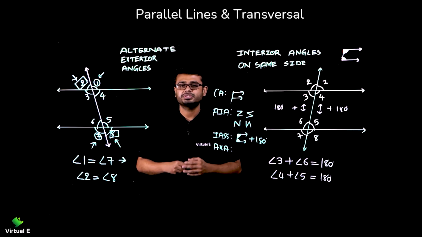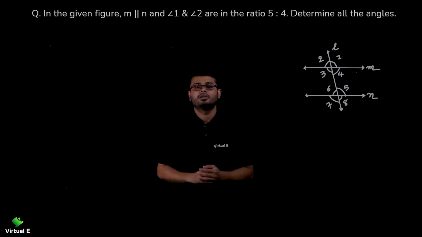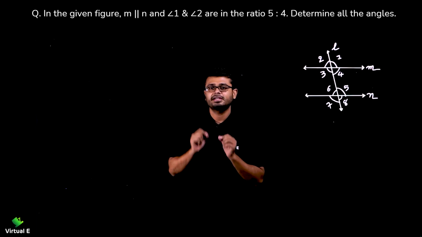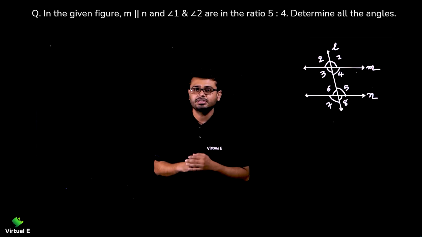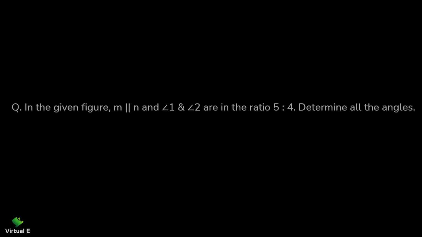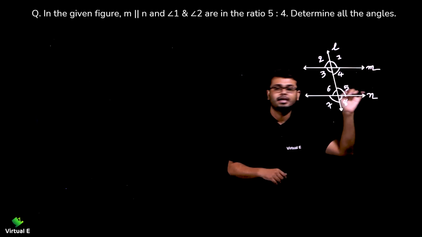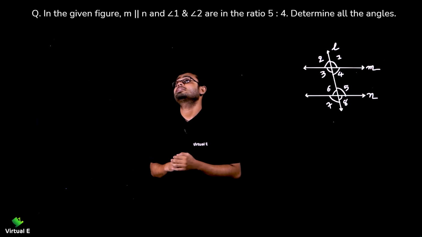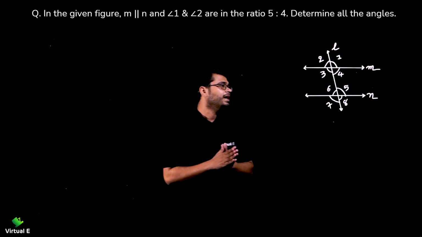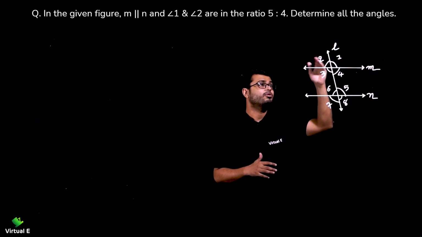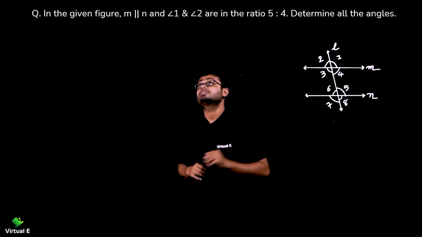Now let's solve a few questions related to that. So far we discussed the transversal and parallel lines. Now let's start the sums related to that. We have the figure in the question. Let's read the question and solve it. In the given figure, M is parallel to N. So it is given this line M is parallel to line N, right? Two lines are parallel. Then determine all the angles. So we have the relation between these two angles, angle 1 and angle 2, in the form of ratio 5 by 4. Then we need to find all the remaining angles here.